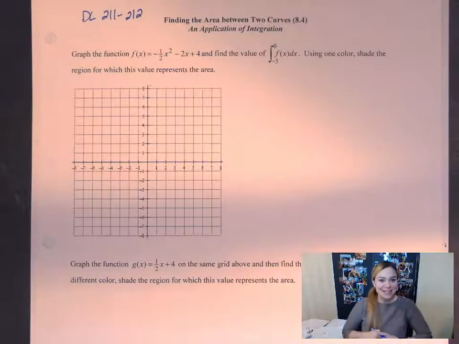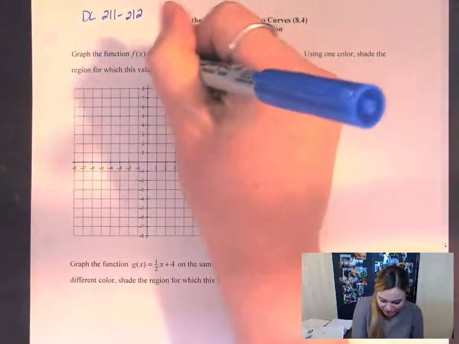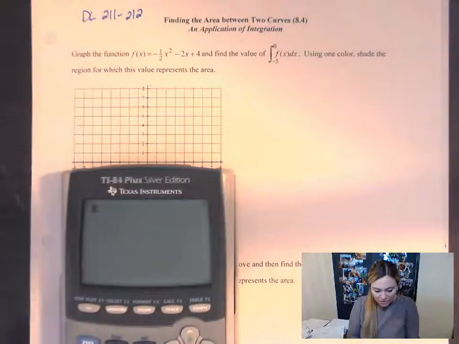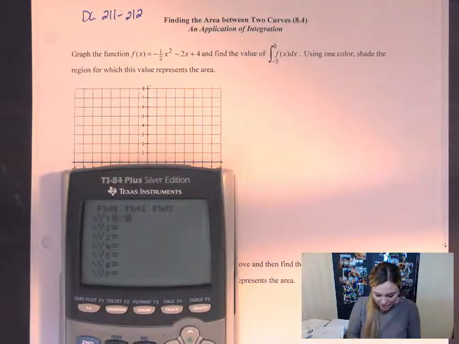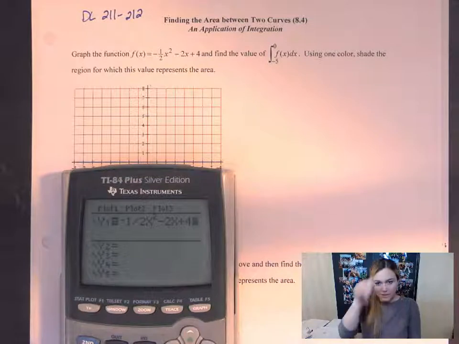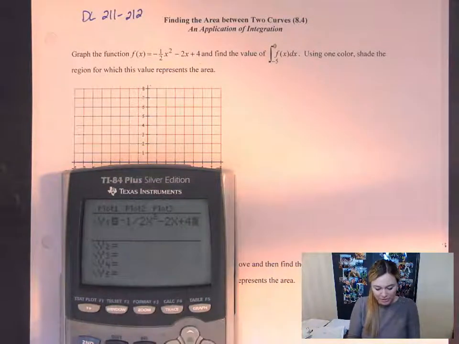So let's do this. This one says graph the function f of x is equal to, and we've got this function, this parabola. On a graphing calculator, go to y equals, and you want to graph this function, so negative 1/2 x squared minus 2x plus 4. We know it's going to be upside down in some way, like this, because I know my first term is negative.